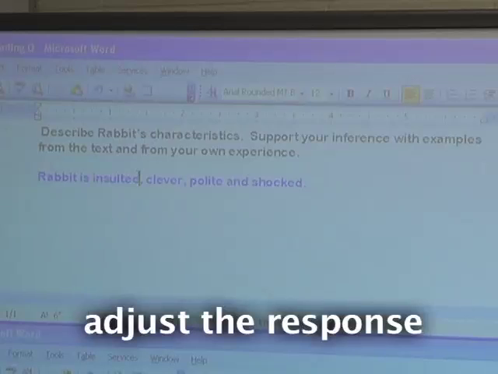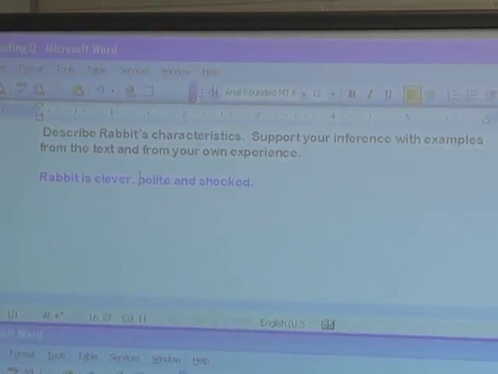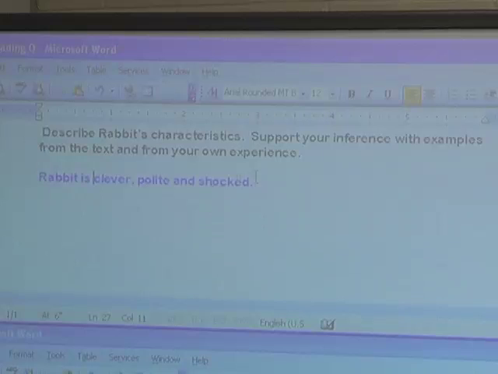Characteristic. You are insulted or you feel insulted? So I'm going to take that one out. Because characteristic means what he's like. Okay. So rabbit is clever. I think that's a characteristic. Rabbit is polite. And rabbit is shocked. I'm going to take that one out because that one's a feeling as well. Rabbit is clever, polite. I'm wondering if there are a couple, maybe one more that we can share.